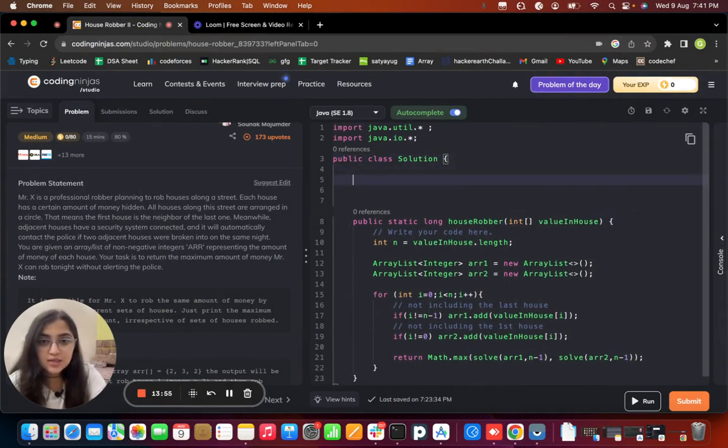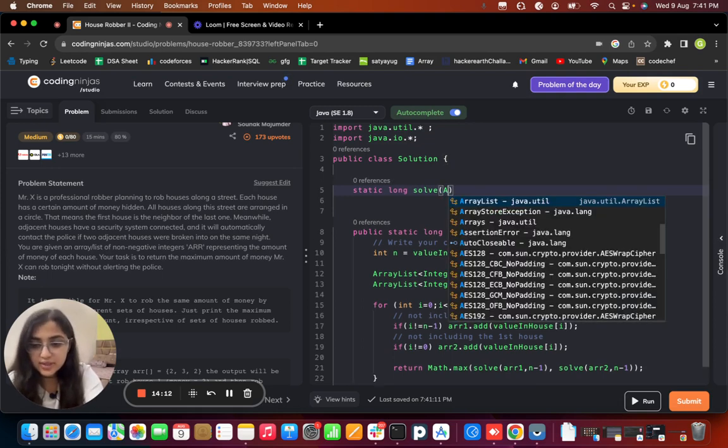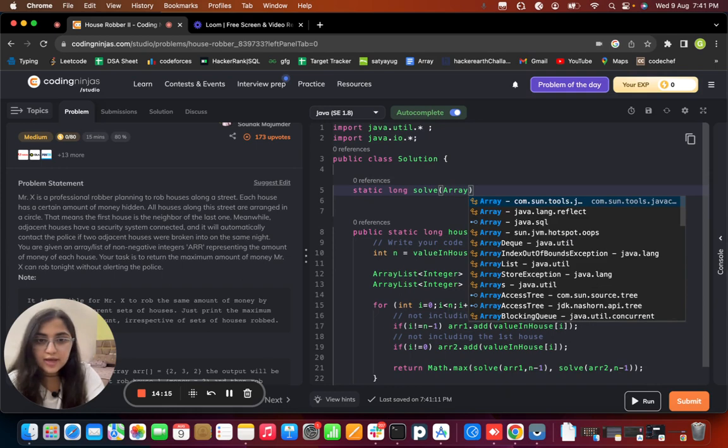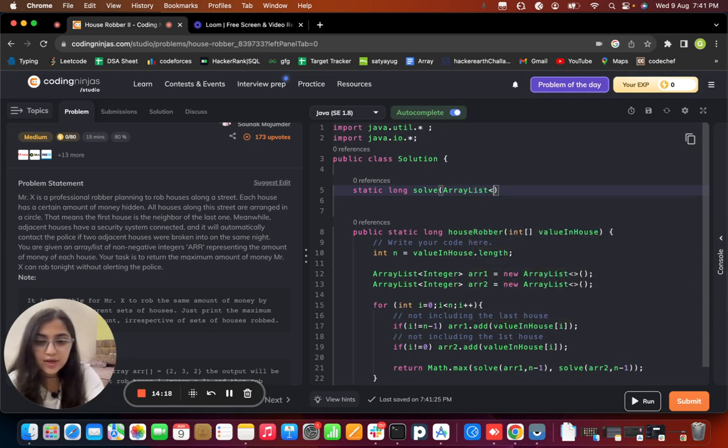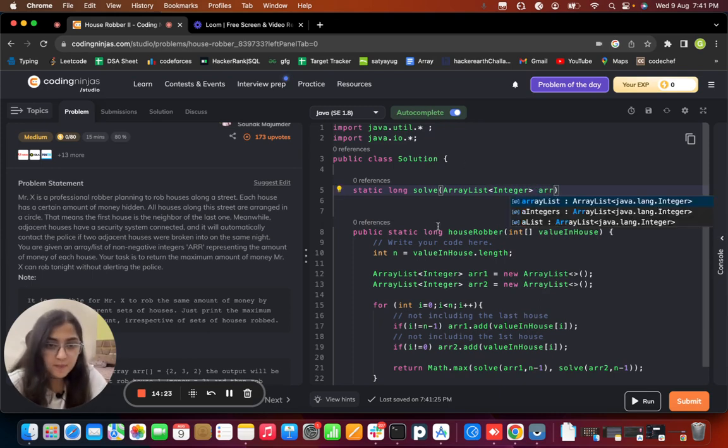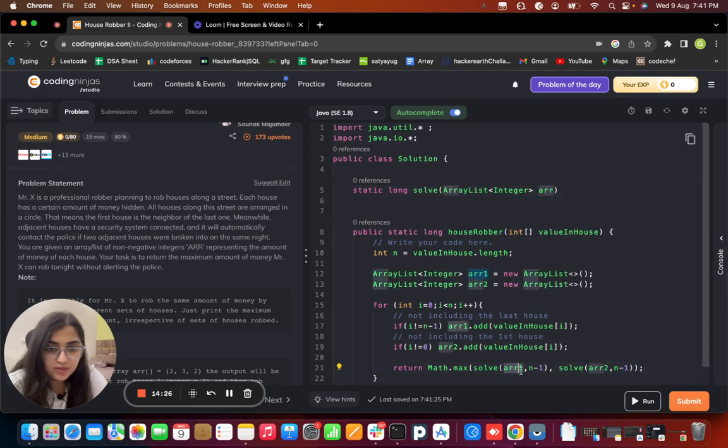Now let's make the next function that will be static long, and the name we are going to give is solve. We already discussed. And an array list of type integer. Got it? And we'll name it array. Okay, so now you can see here the first parameter that we will give is array 1, and the second that we are going to give is n, meaning the size of the array. So int n, that's right, int n. Got it?